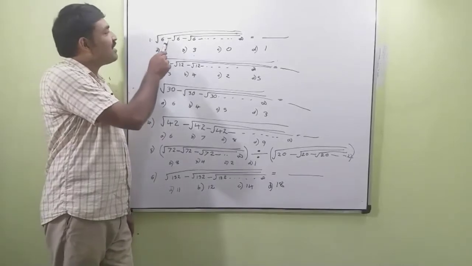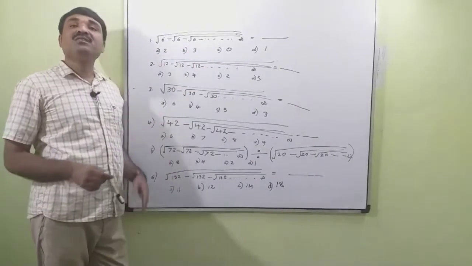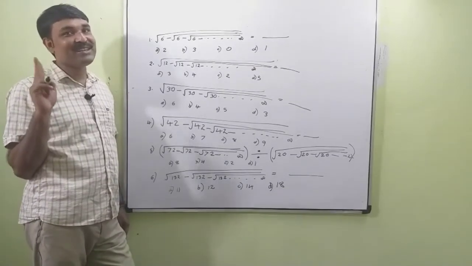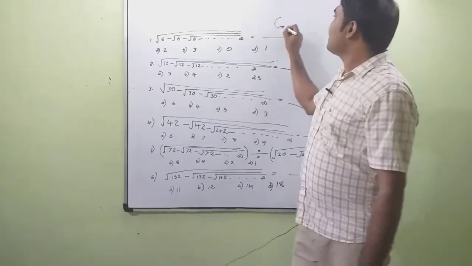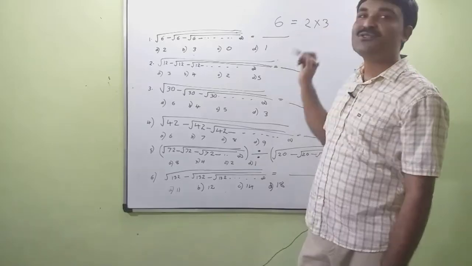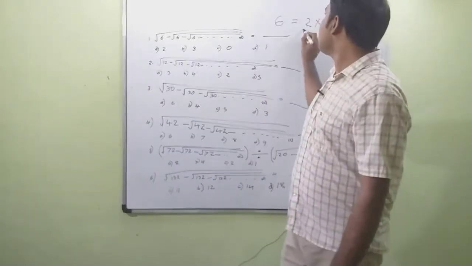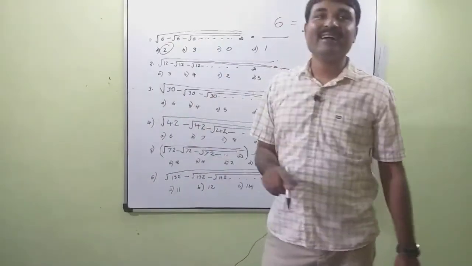Square root of 6 minus square root of 6 minus square root of 6, going up to infinity. So we can write 6 as a product of two consecutive integers. 6 is equal to 2 into 3. This is a product of two consecutive integers. So our answer is the smallest of these integers, that is 2. So A is the correct option.